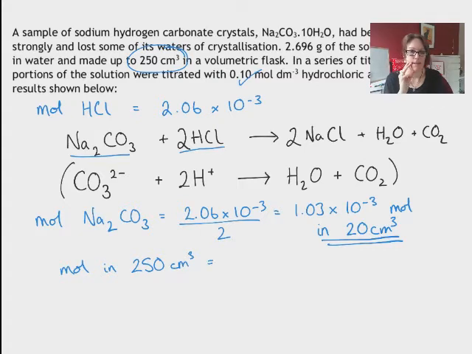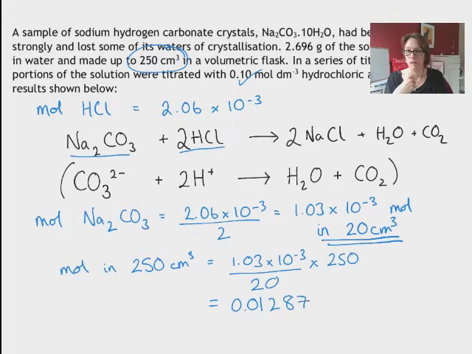So my next step is how many moles there are in 250 centimetres cubed. So it's going to be the moles in 20 divided by 20. That gives me the moles per centimetre cubed. Times by 250 gives me the total number of moles in 250. Doesn't matter what order you do that in, you may have times it by 250 and divided by 20. Alternatively, you might have done 250 divided by 20 to get how many times it's diluted and then times by it. But that doesn't matter so long as you have worked out how much it's diluted by.